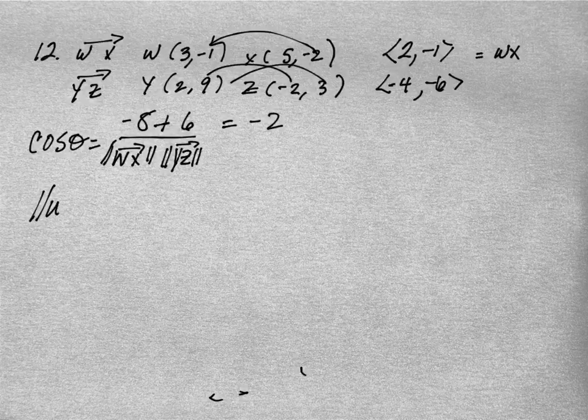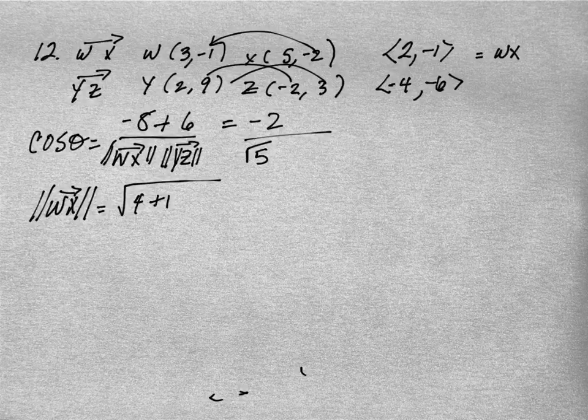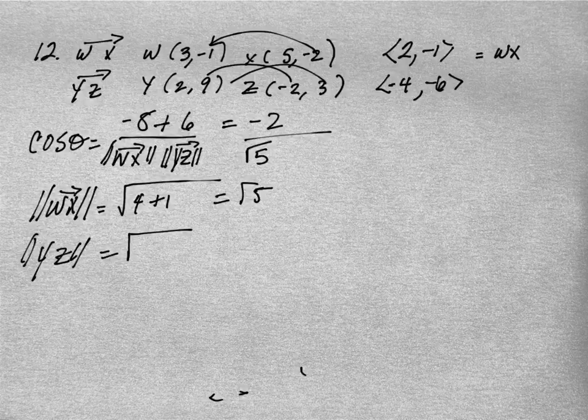So the magnitude of WX is equal to the square root of 2 times 2 is 4, negative 1 times negative 1 is plus 1, so we get the square root of 5. And then YZ is equal to the square root of 16 plus 36. So that would be 54, the square root of 54.